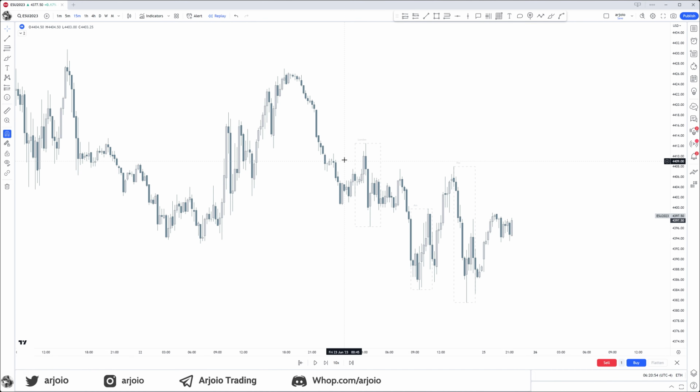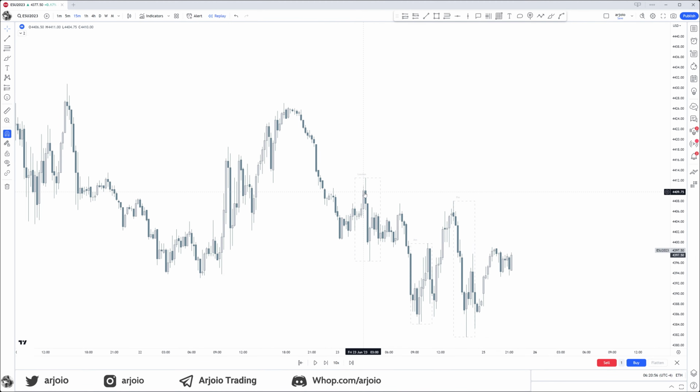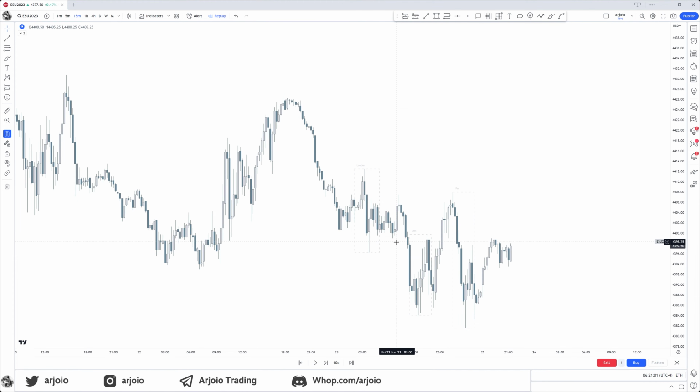So right here, what do we see? We see London expanding right there. And this is important. Before 8:30 or around 8:30 right there, we took these lows right there. That indicates that a low resistance liquidity run has already happened right there.